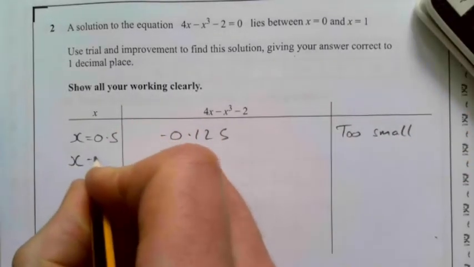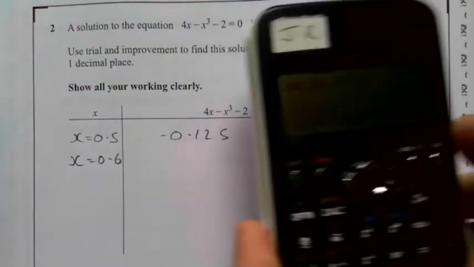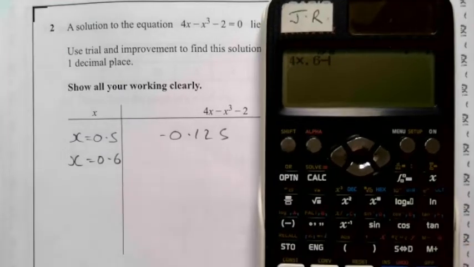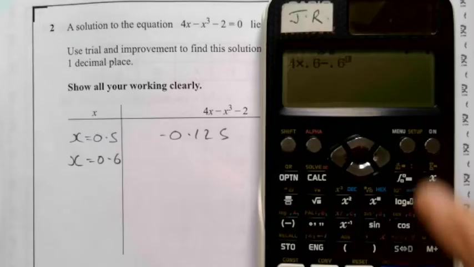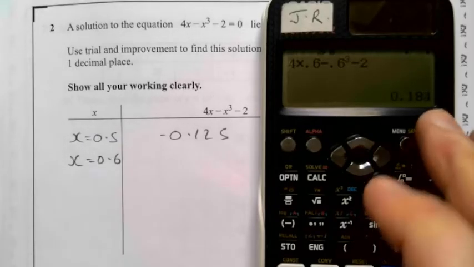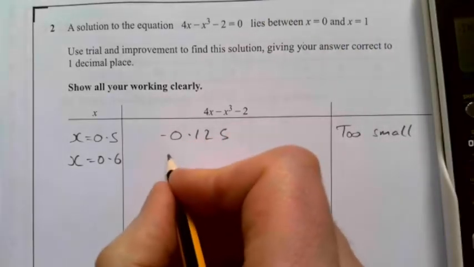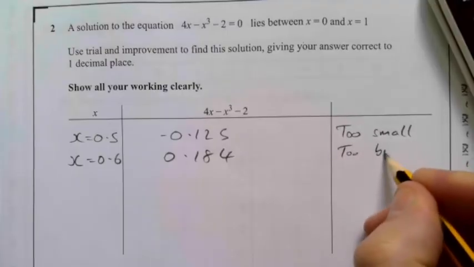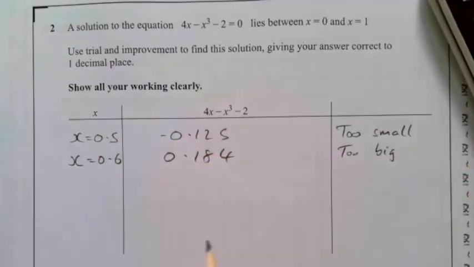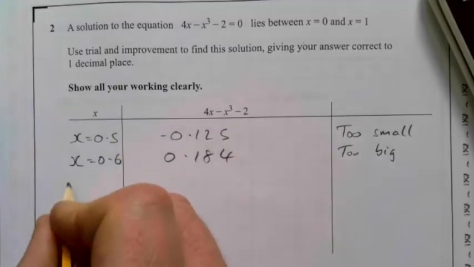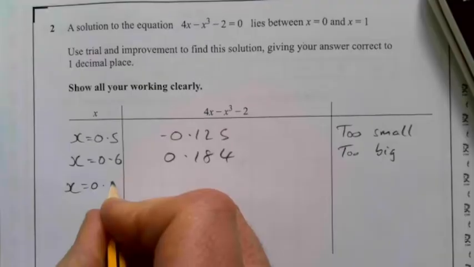So we'll try something a bit bigger, and it's going to be 0.6. 4 times 0.6, take away 0.6 cubed, take away 2, and that gives me 0.184. So we know that's now too big, so the solution is in between 0.5 and 0.6. We're asked for the one decimal place, so we just need to work out which one it's going to be. So to do that, we take halfway in between the two, so it's 0.55.